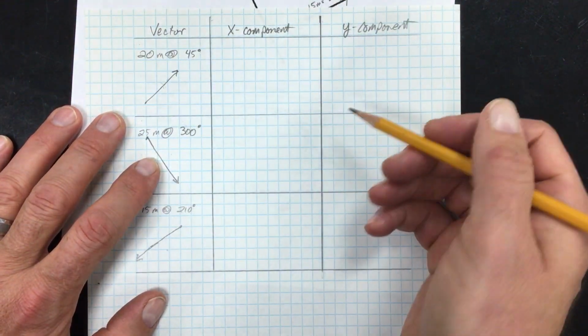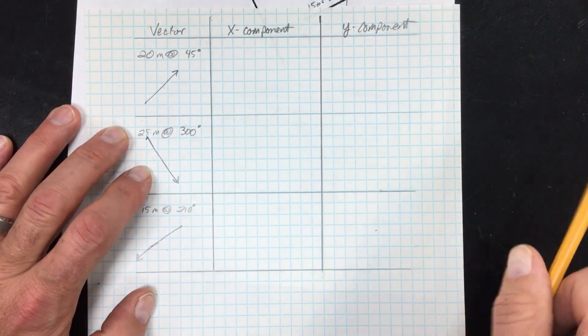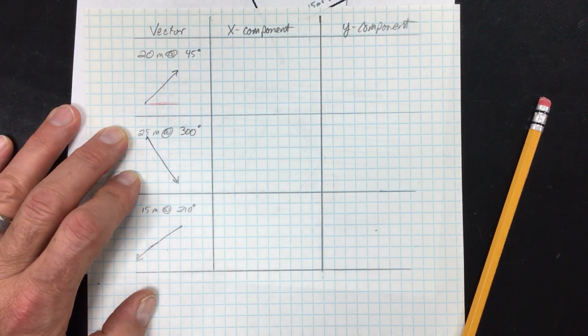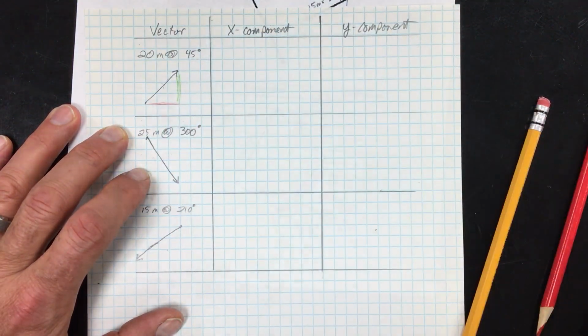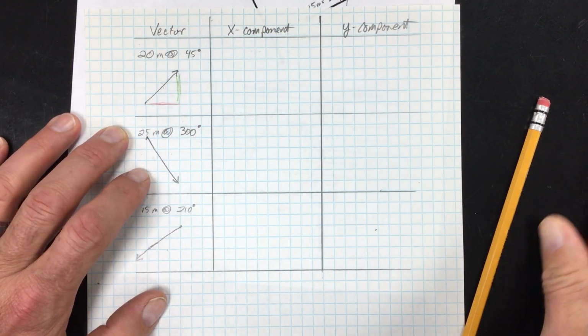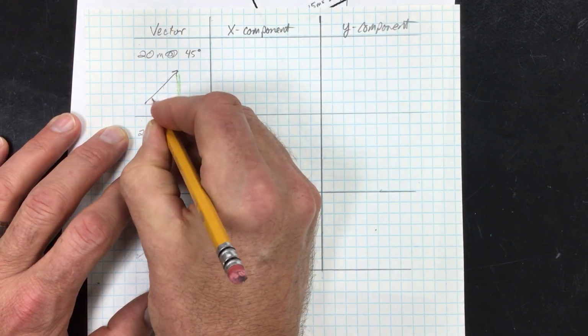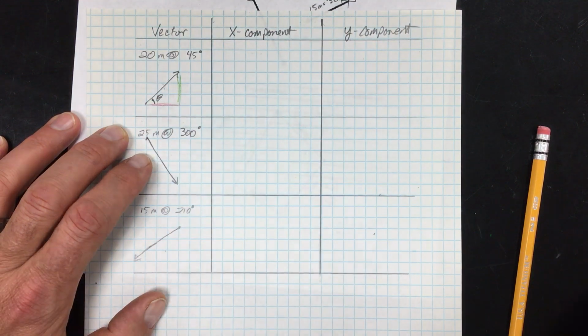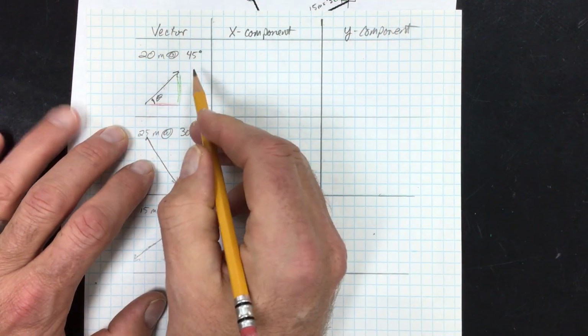All right, remember SOH CAH TOA. So that's why I want these sketches here, because I want to remind myself that I'm looking for the x component and the y component on each of these. And this is the angle that was given. So that's that 45-degree angle. So I'm going to need that information.